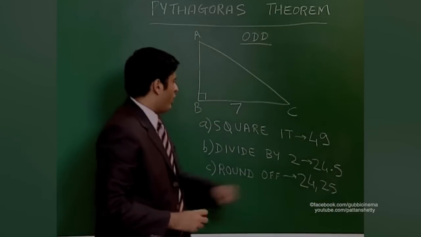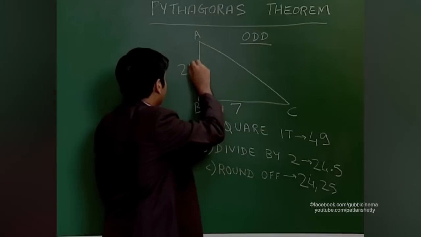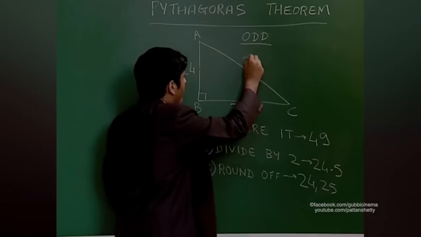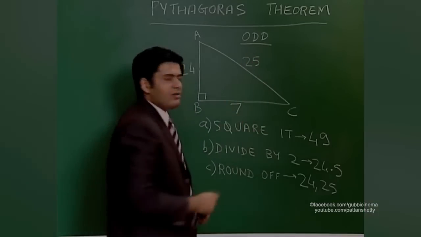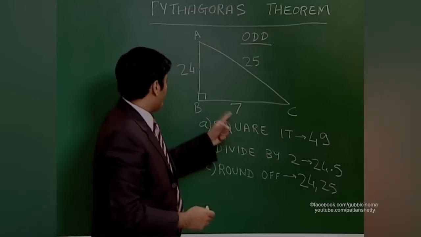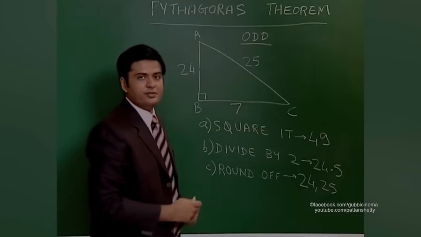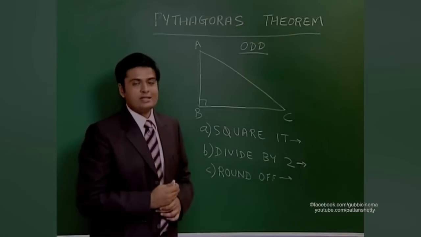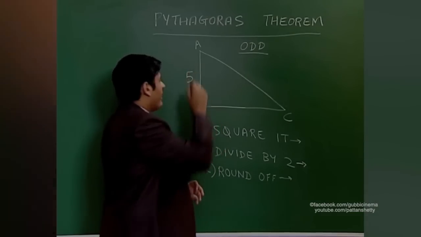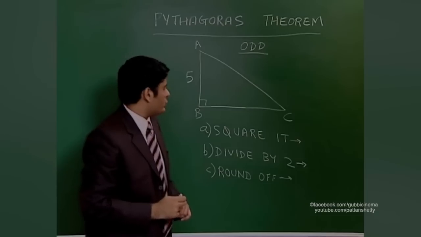So the smaller number will come here, it becomes 24, and the bigger number will go in the hypotenuse. So side AC will be 25. So my triplet is formed 7, 24, 25. Let us take the last example in this type. We are told that side AB is 5 units. Let us find the other two.